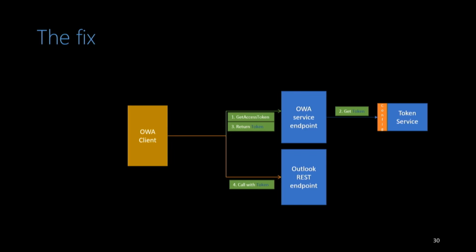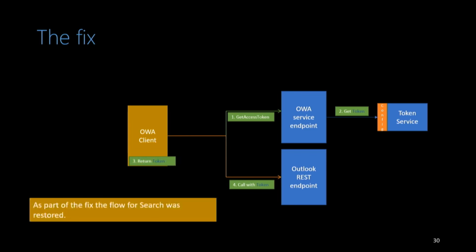These configurations are onboarded when new scenarios are written, and these policies are applied at runtime whenever a token is requested for that scenario. So once our service endpoint gets that token, and in this case a user level permission token, it then calls the Outlook REST endpoint with that new user permission token.